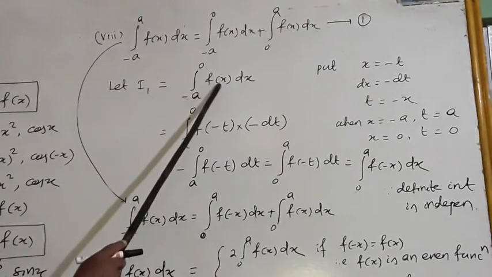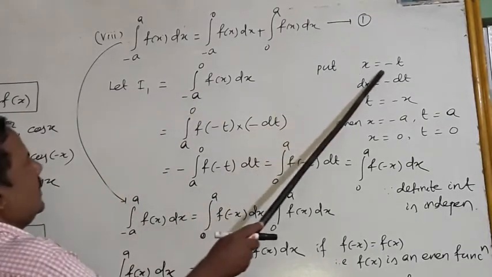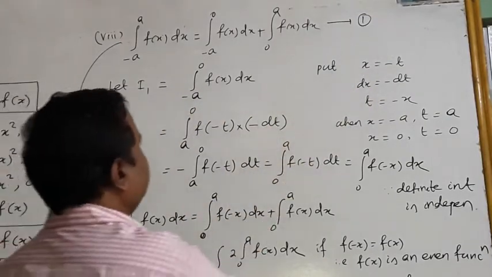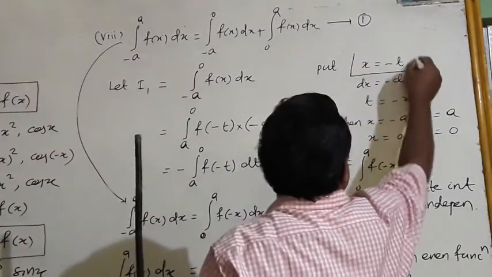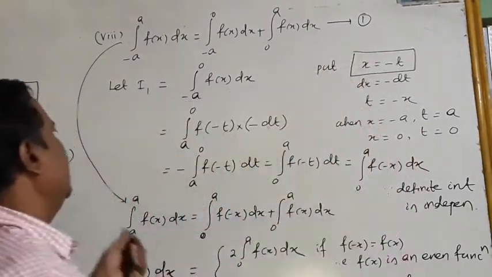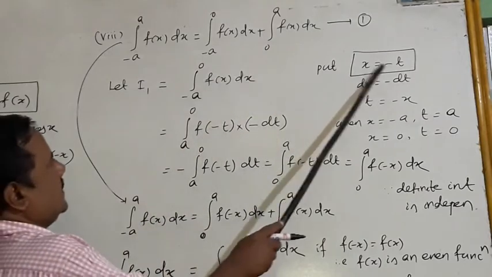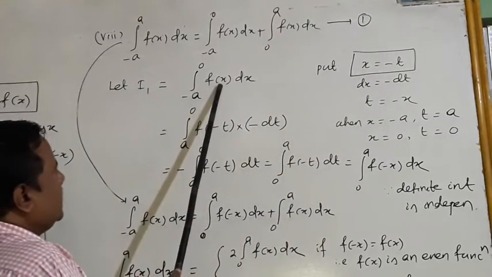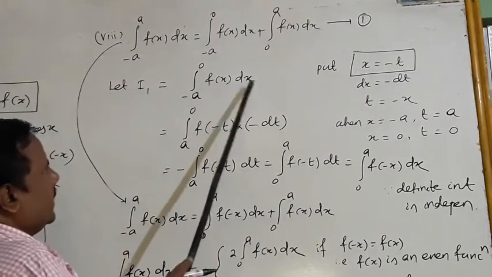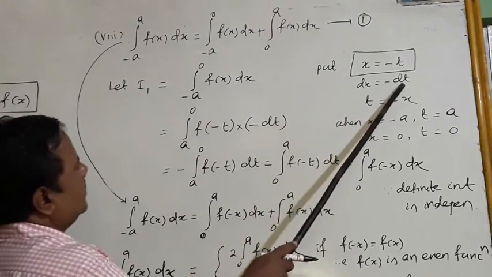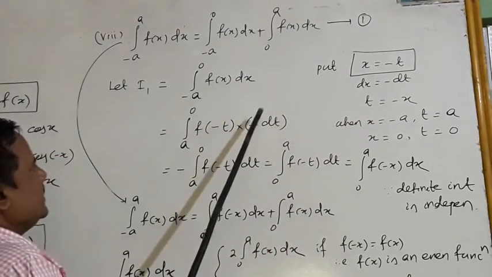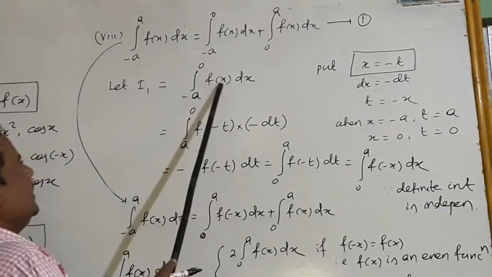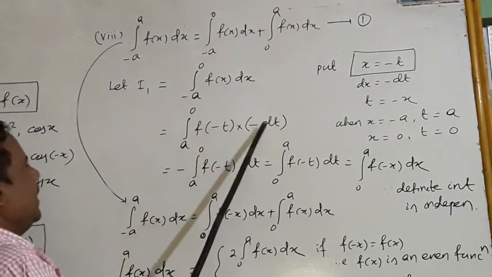Now in place of x put x is equal to minus t. Why am I putting minus t? I will explain it later. Look at here. In place of x, I am putting minus t. So in place of x I will take minus t. Now look, dx is what? Minus dt. So in place of dx I am writing minus dt. So it is f of minus t, into minus dt.